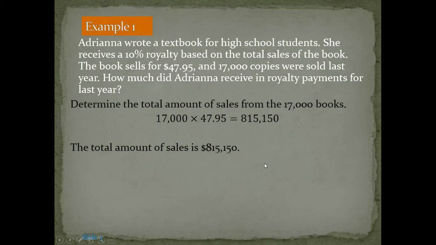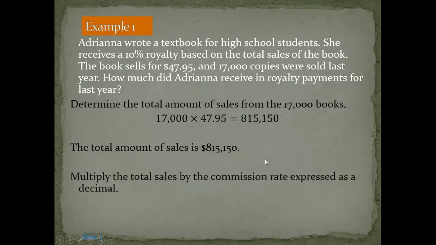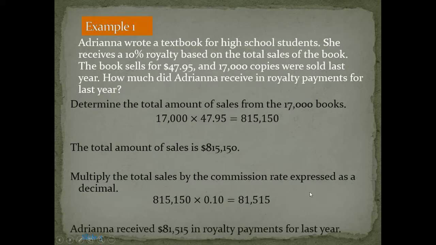So she earned $815,150. Then we also have to multiply the total sales by the commission rate expressed as a decimal. Make sure it's always a decimal. So for that royalty, move the percent sign two spaces to the left, which gives you 0.10. We multiply it by the total amount of sales, and we get 81,515. So this is how much she actually received for her royalty check last year.